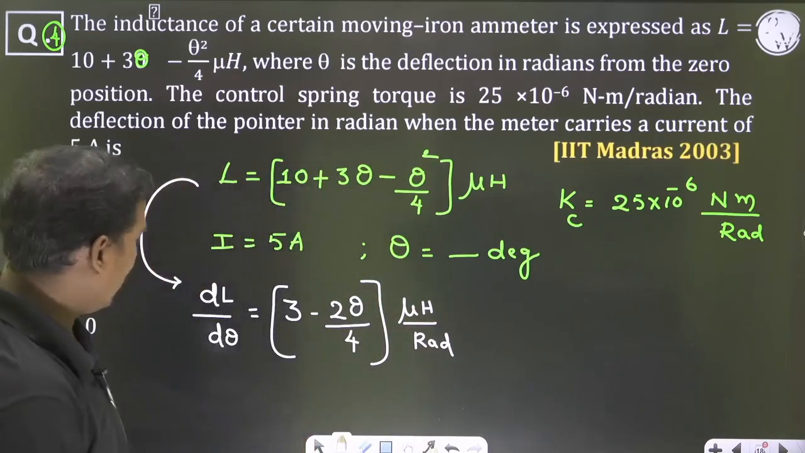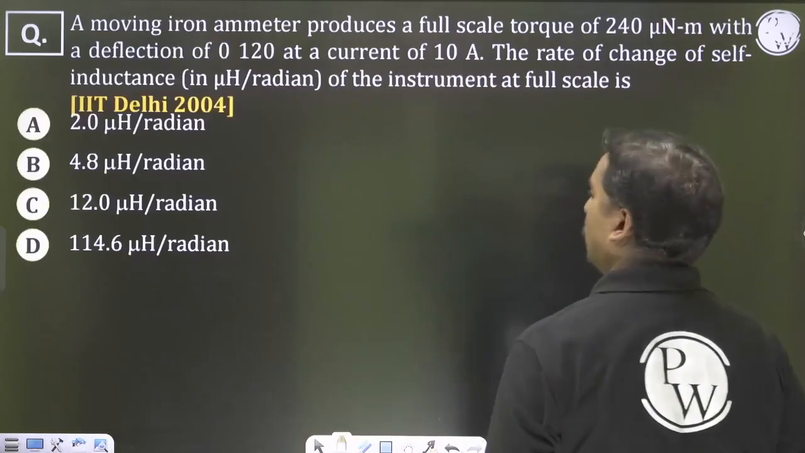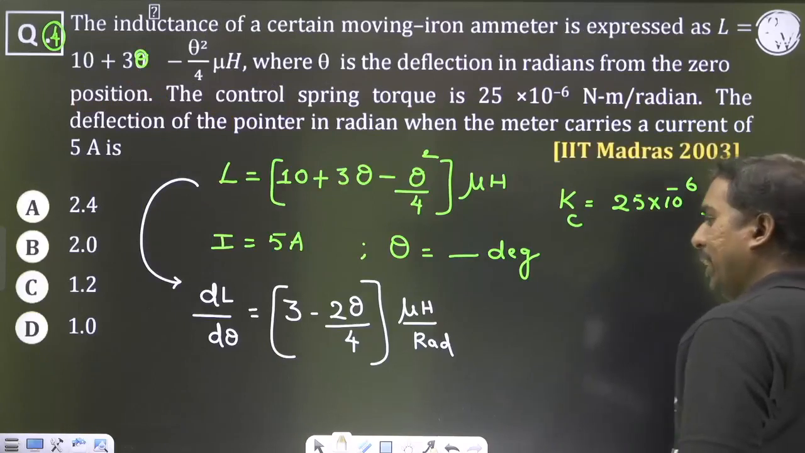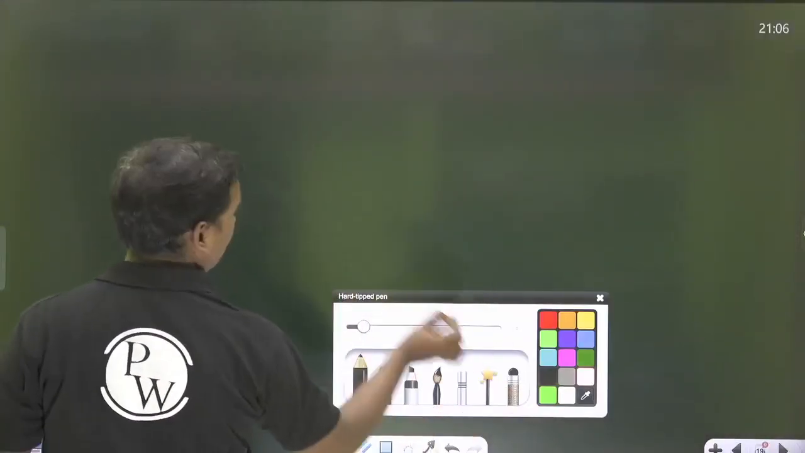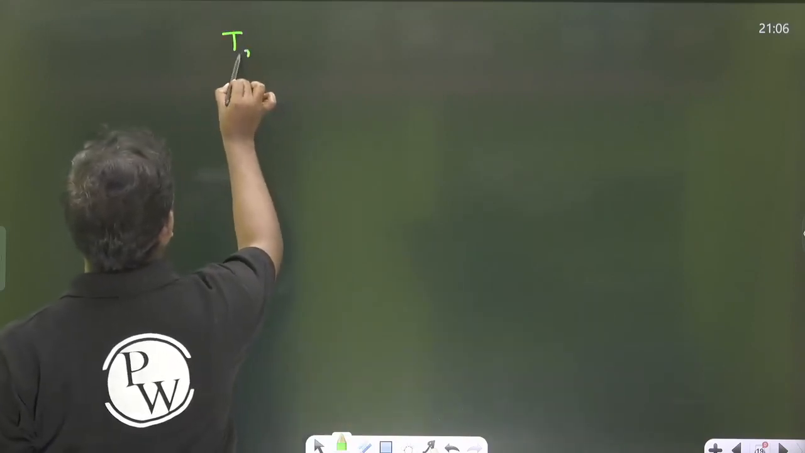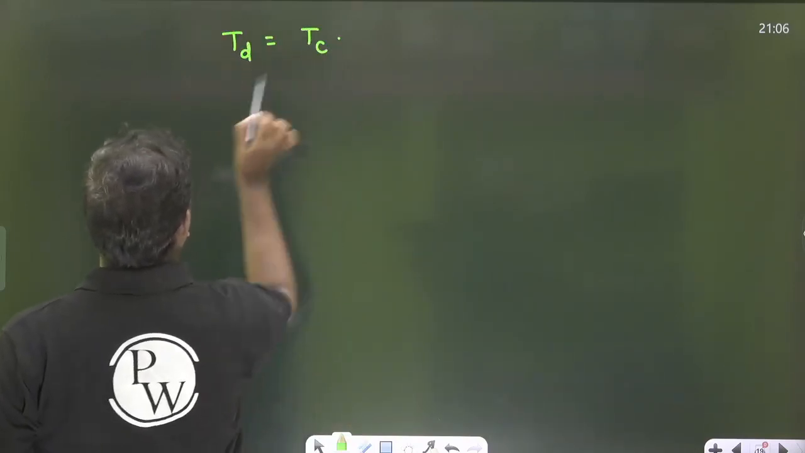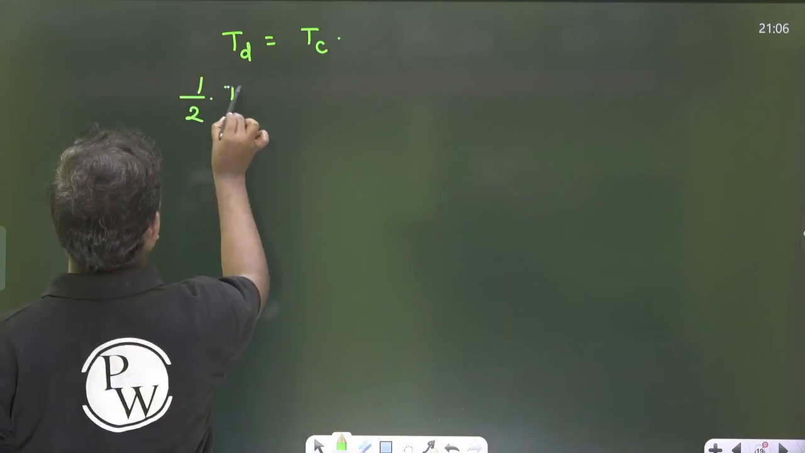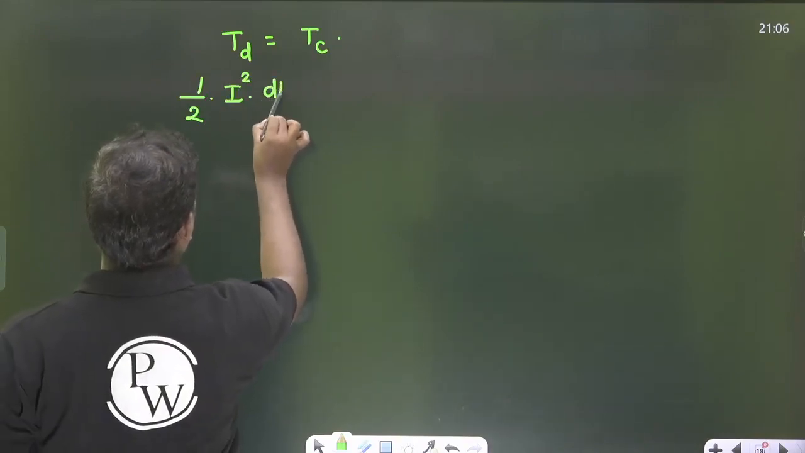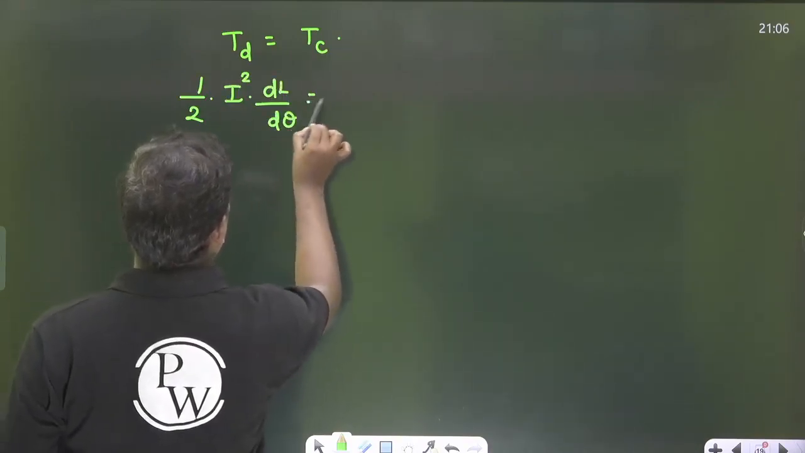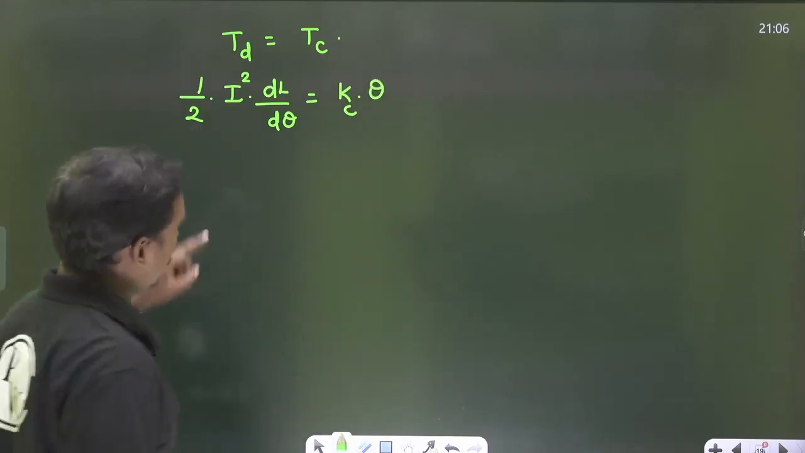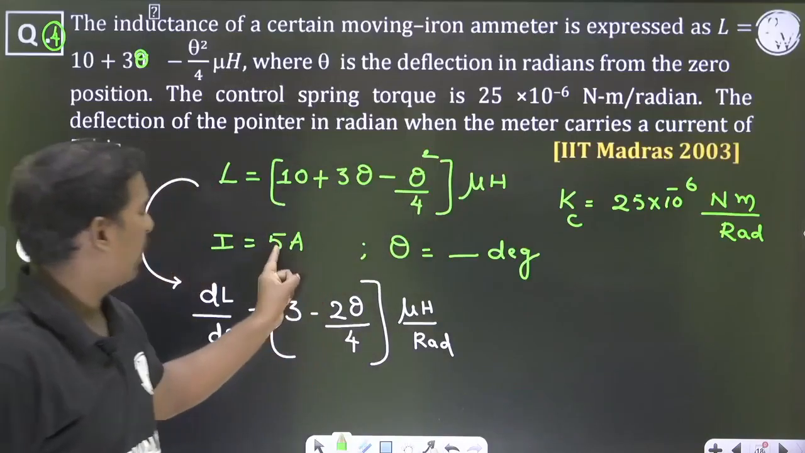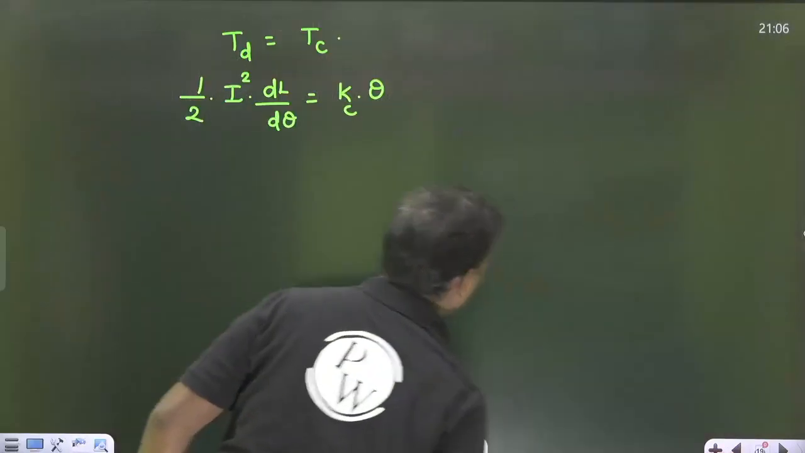Let us move to the expression. Deflection torque is equal to controlling torque, that is 1 by 2 into I square into dL by d theta equals Kc into theta. Let us use this expression now. What is the current value given? The current is 5 amperes, so 1 by 2 into 5 square.